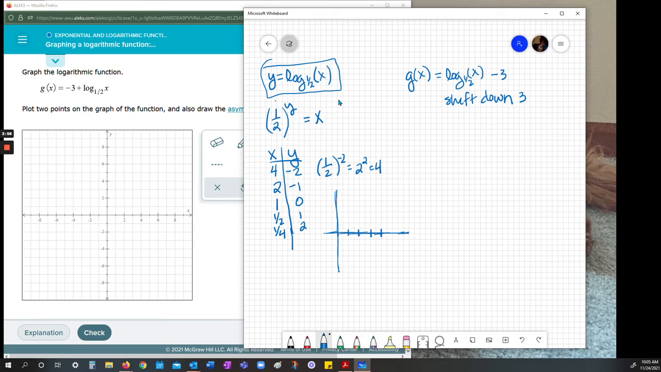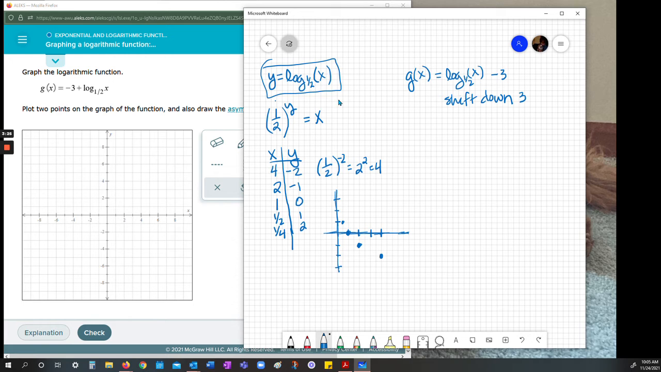And then 1, 2, 3. I don't know why I'm taking so long doing that. Okay, 4, -2. So 1, 2, 3, 4, and -2 is down here. And then 2, -1 is here. And then 1, 0. 1/2, 1 would be here.